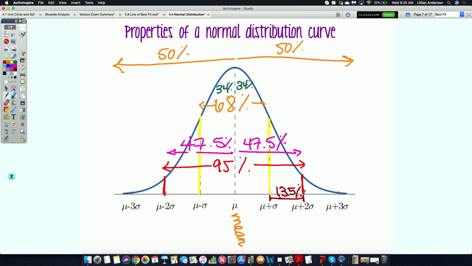And that goes on both sides because this is a symmetrical graph. Now for three standard deviations, to the left of your mean and to the right of your mean, that makes up 99.7%. What is half of 99.7? 49.85.